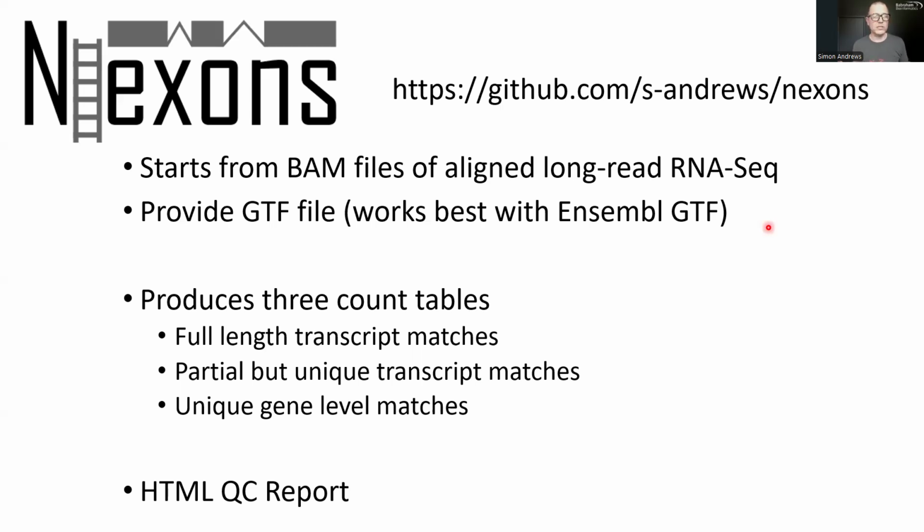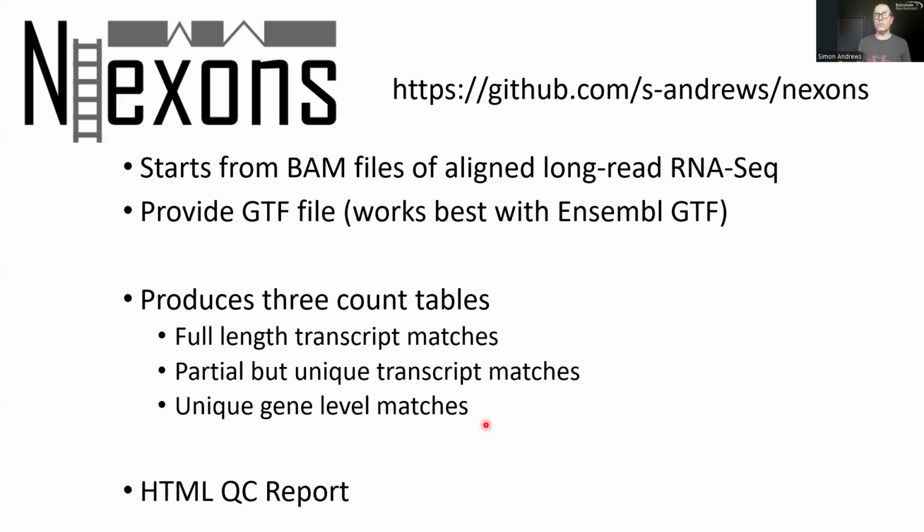The output from Nexons is going to be twofold. Firstly, it will produce count tables, so simple quantitations of the number of times each transcript or gene was observed in each of the BAM files that is analyzed. You can analyze several at once, for all of the transcripts or genes in the genome. And it actually produces 3 separate count tables depending on the reliability of the attribution it's able to produce. We'll talk about this in a second. But basically you get 3 count tables: 1 for full-length transcript matches, 1 for partial but unique transcript matches, and the 3rd for unique gene-level matches.